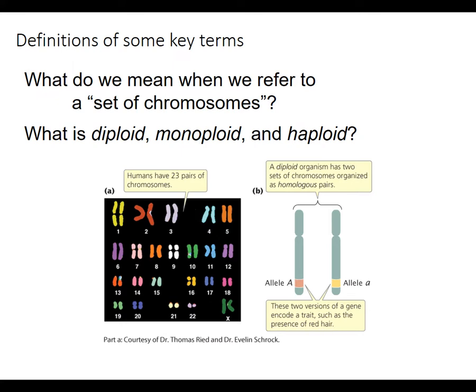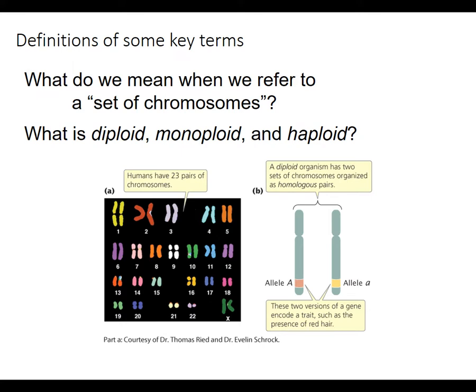So a set of chromosomes. In this picture we have a photograph, an electron micrograph. Well, it might be a light microscope photo, but they've colorized the chromosomes with a fluorescent stain, and they've organized them artificially into pairs. And pairs, like a pair of shoes, is 2.